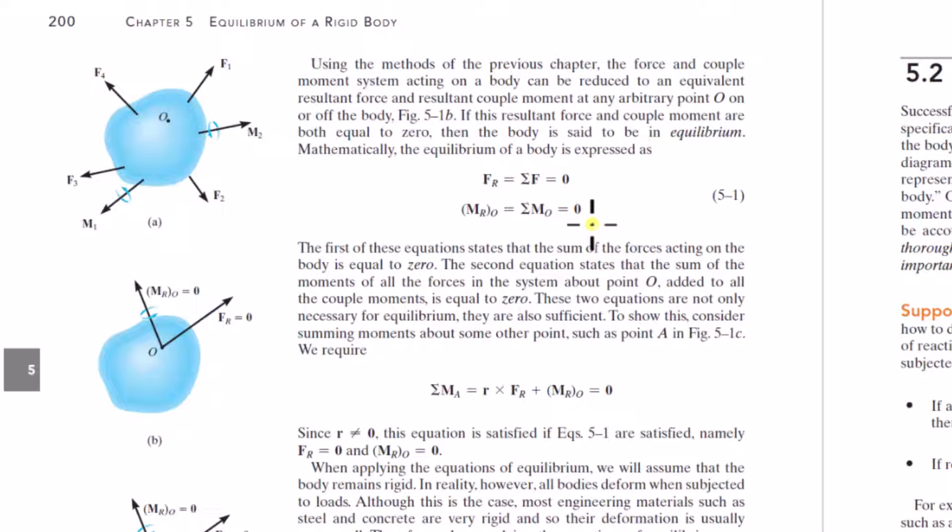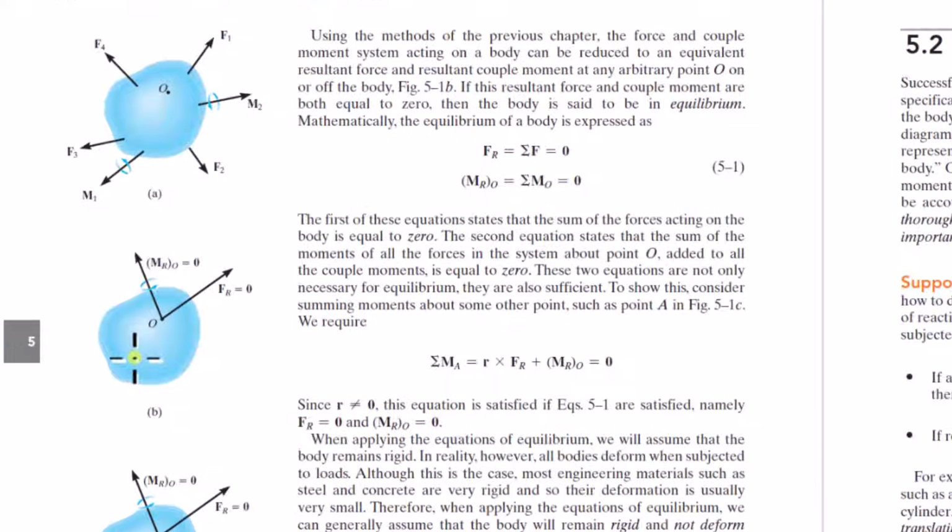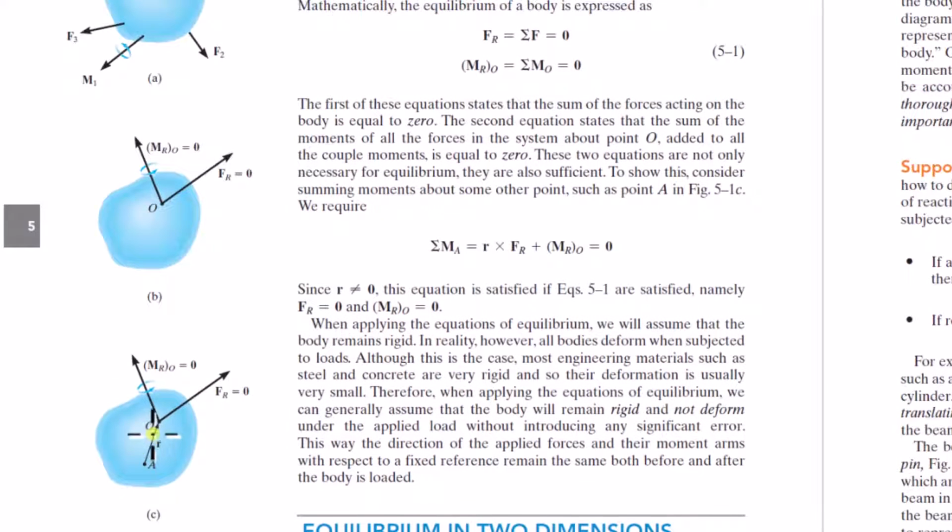By definition, that's necessary. But they want to show that this is sufficient in the sense that you could argue, well, don't we need to redo the simplification about another point and make sure that the resultant force is zero there too? Why is this necessary as well as sufficient? So they say, let's take this force couple moment system and move it to another point. This is an equivalent system. So instead of restarting, we can just move this force couple moment system to another point, point A.